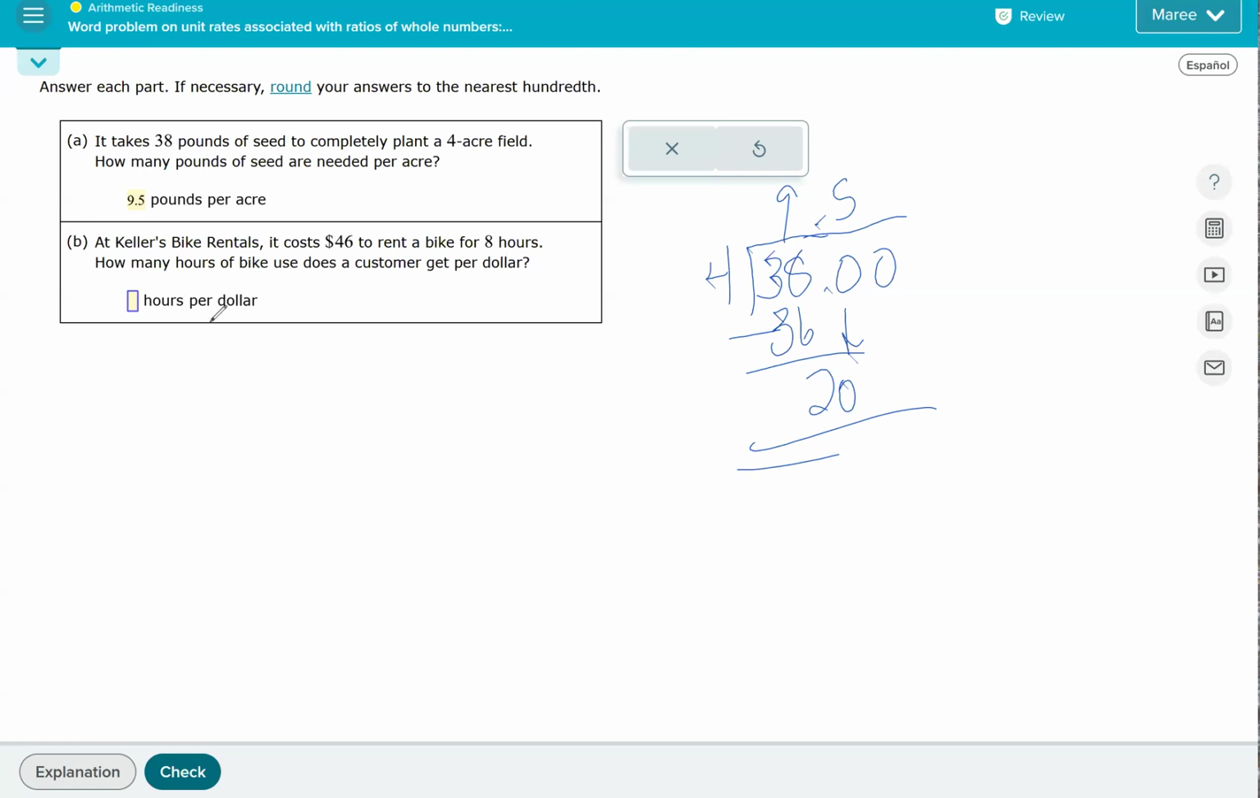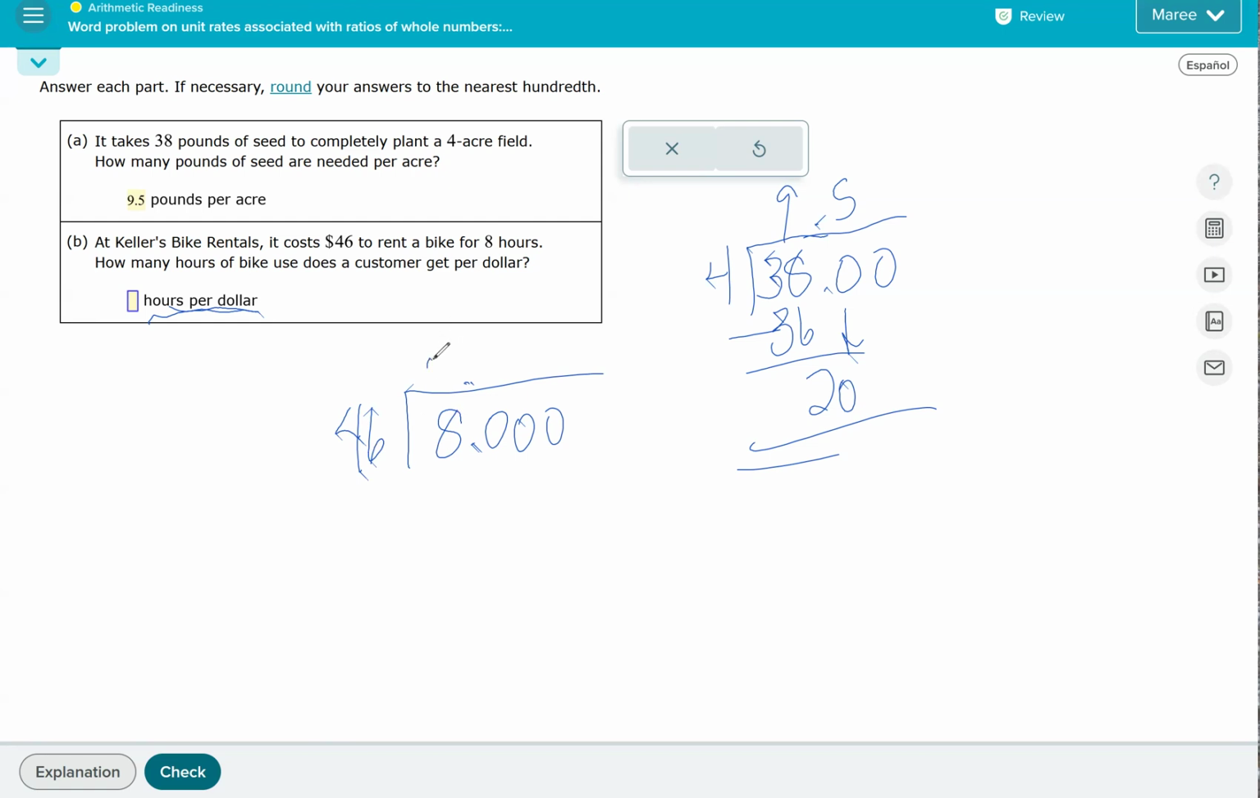So we're doing hours per dollar. So we're going to take our hours, which was 8, and divide by 46. So you don't want to assume what you're dividing by what. You want to make sure that you read what you're trying to find. And the per means divided by. So that's why we're doing 8 divided by 46.